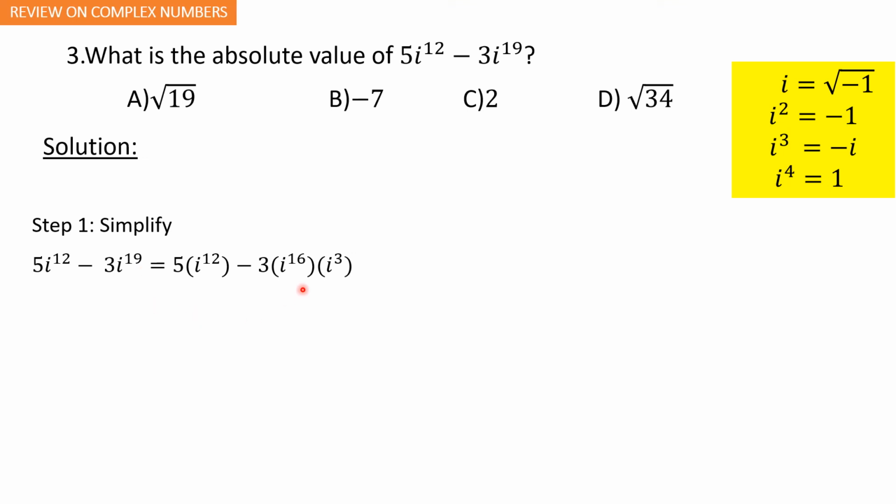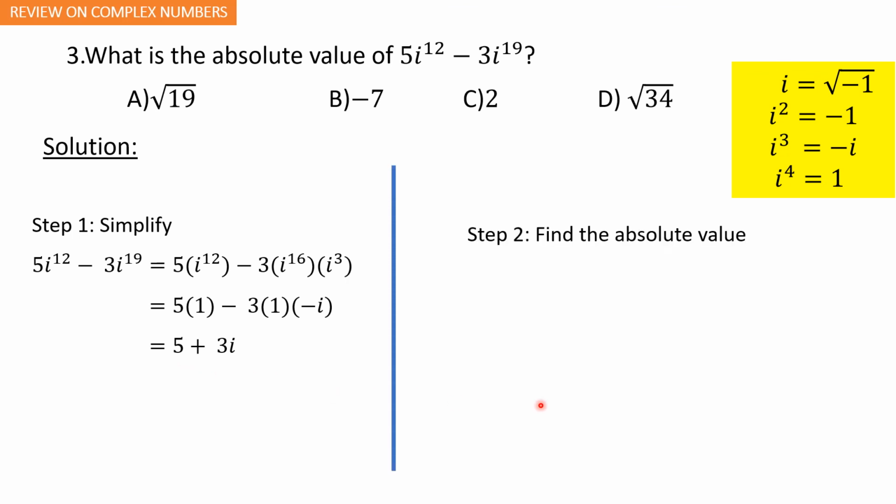Dito tayo sa kabila, minus 3 times yung i to the 19th, hindi siya exactly divisible. So, meron tayong factor na i to the 16 and then i cube. Okay? Next, your i to the 12 now, palitan na natin siya ng positive 1. Same as well to i to the 16, positive 1. Let us now simplify. 5 times 1 is 5. Negative 3 times positive 1 times negative i is positive 3i. Ito na yung ating gagamitin for finding the absolute value.